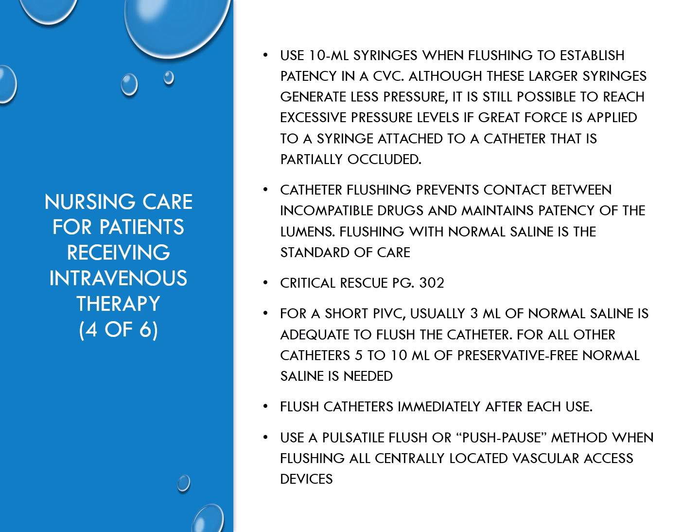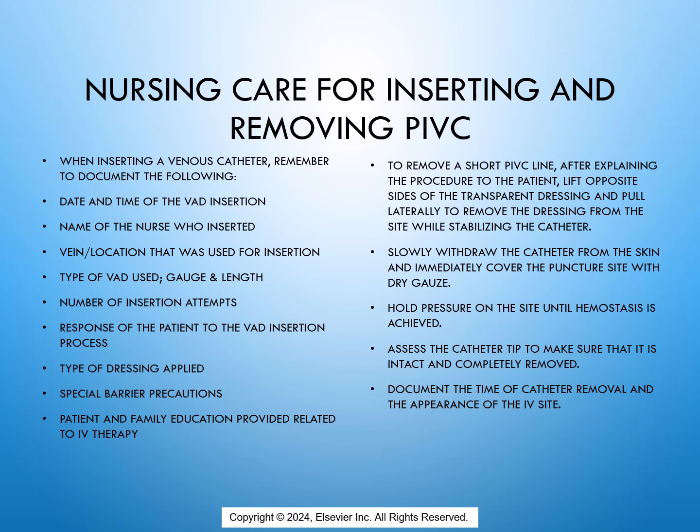For a short peripheral IV catheter, usually 3 milliliters of normal saline is adequate to flush the catheter. For all other catheters, 5 to 10 milliliters of preservative-free normal saline is needed. You want to flush the catheters immediately after each use, using a push-pause method or pulsatile flush when flushing all centrally located vascular access devices.